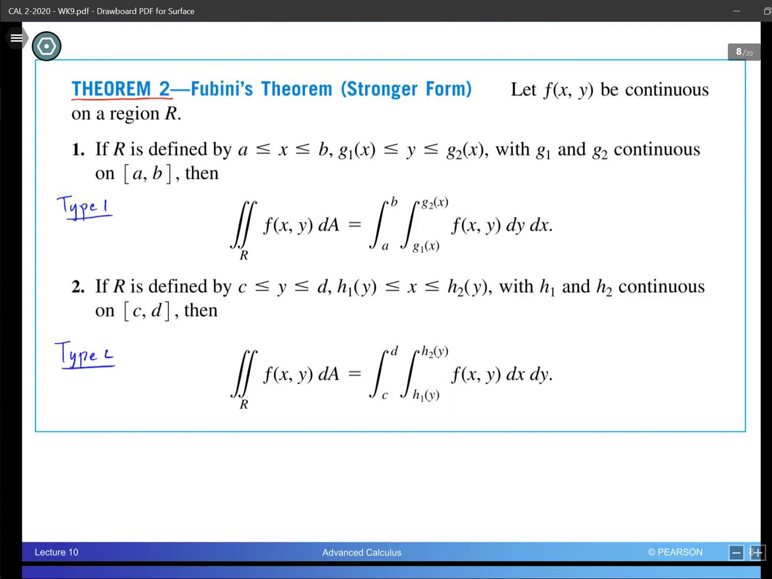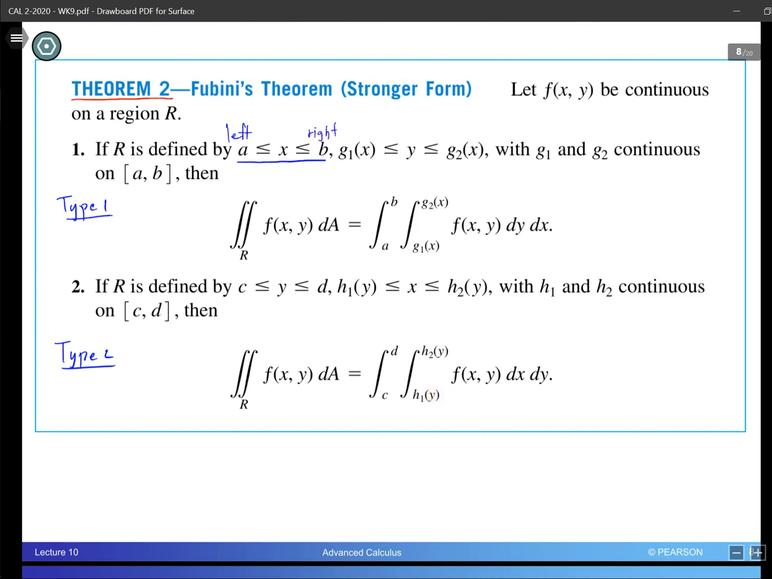So let's spend a few minutes to understand the details of this theorem. So let's take a look at type 1 first. We know in type 1, the x variable has to be trapped between two constants, between two straight lines, right? So that's why we have this inequality right here. X has to be in between two values of a and b. So let's put a note right here that a is the left boundary, and b is the right one.